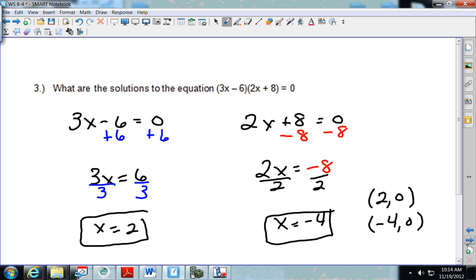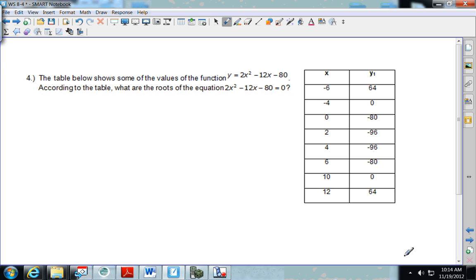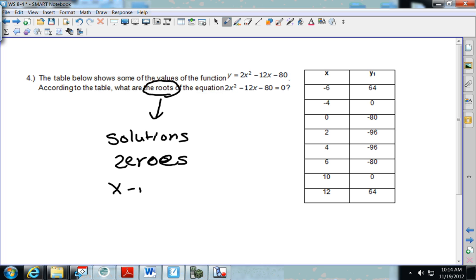Now we need to go to number 4. Number 4 says the table below shows some of the values of the function. It gives you the function. According to the table, what are the roots of the equation? First off, what are other names for roots? Solutions, zeros, or however they could ask it. Or it could be the x-intercepts. They all mean the same thing.